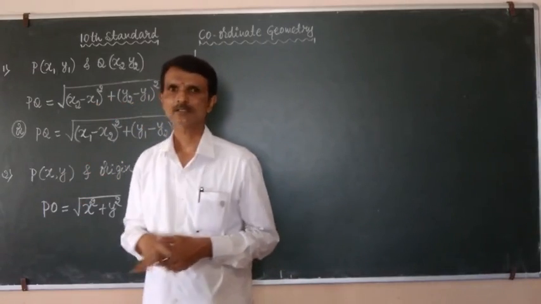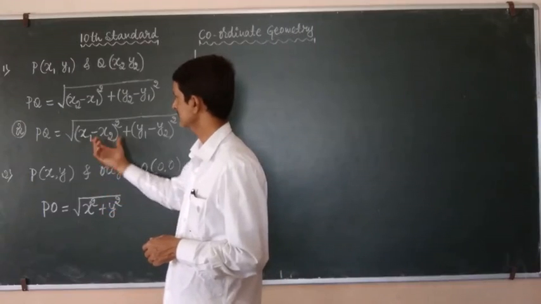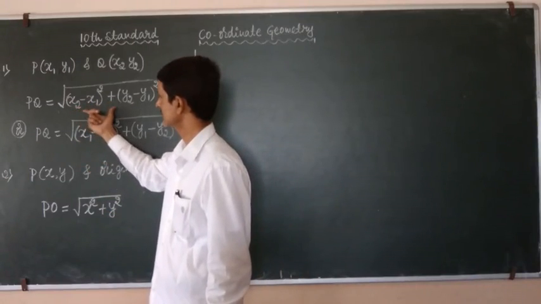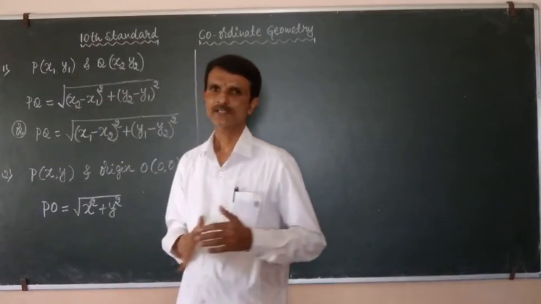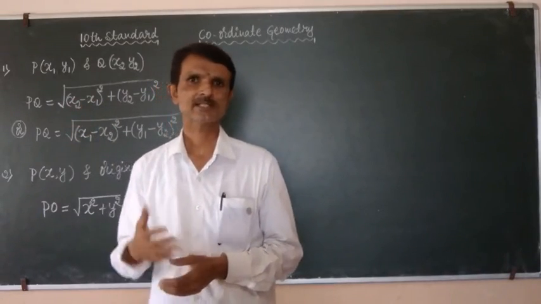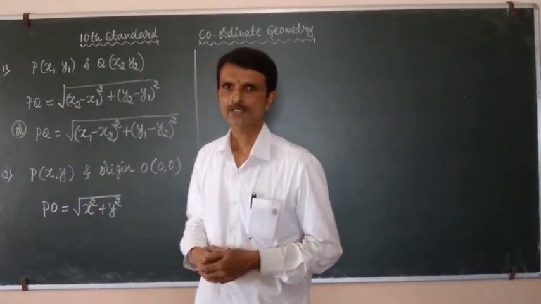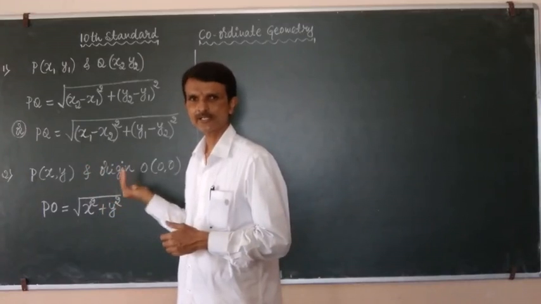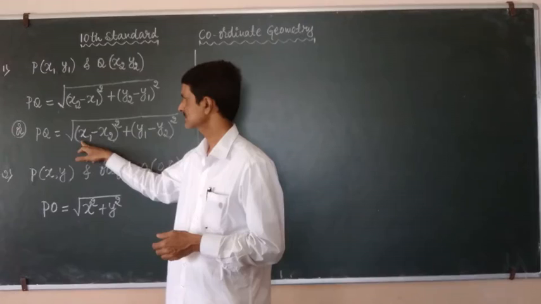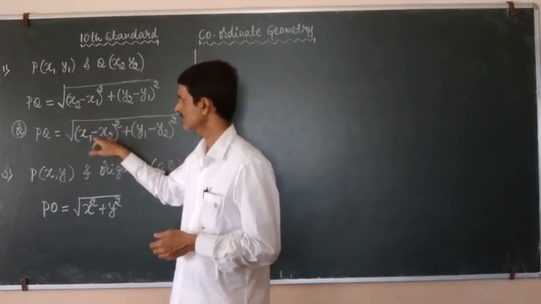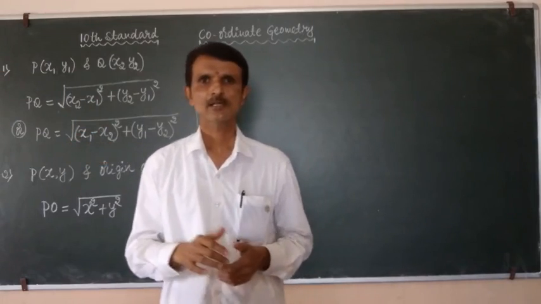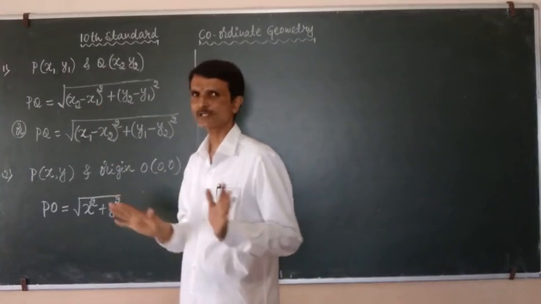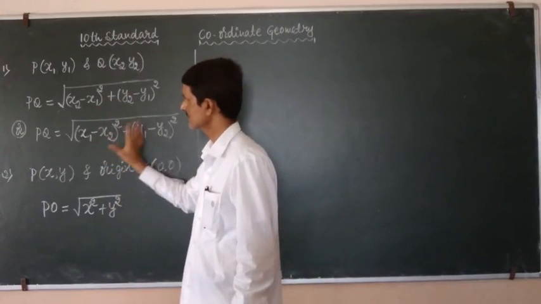Or this can be written in this form also. In the first formula, we have taken x2 first and subtracted x1 from it. Or we can take x1, y1 and x2, y2, and write the formula as root of x1 minus x2 whole square plus y1 minus y2 whole square. Students, observe these two are similar formulas.